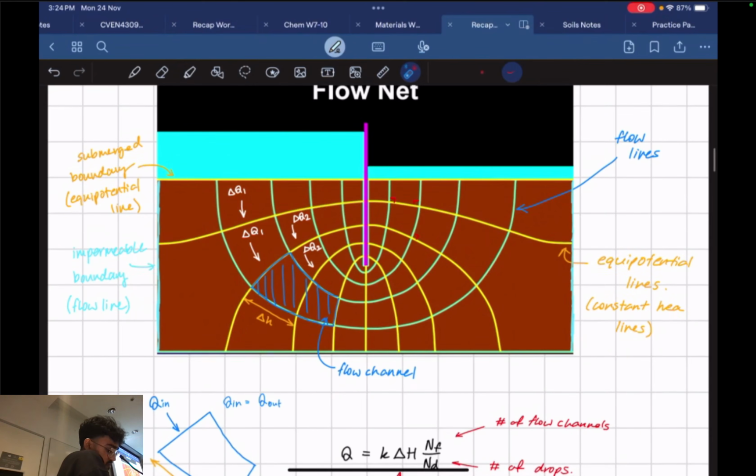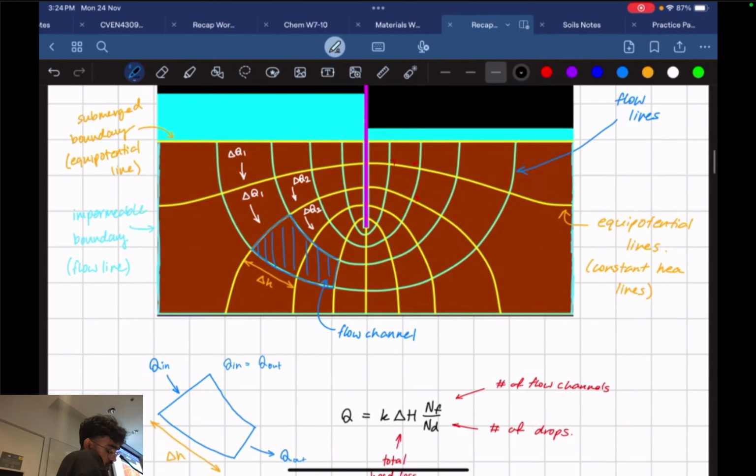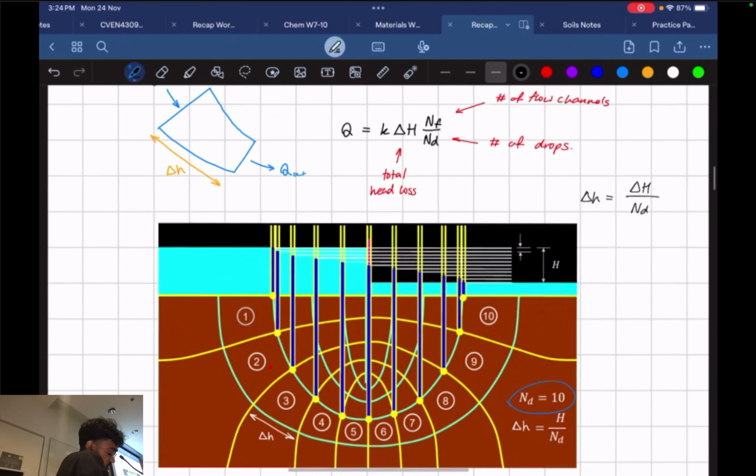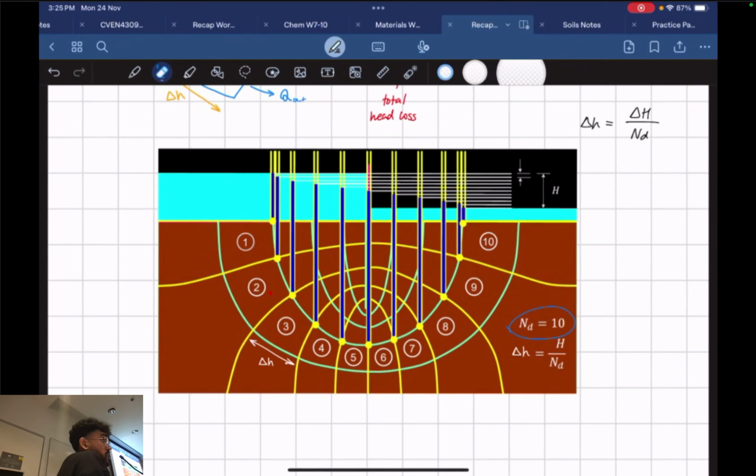Alright, so if you want to find, hold on, let me annotate this real quick. Let's say you want to find the value of head. There's something called head loss per drop. I think that's what it's called. So we've got lowercase delta H, which is equal to capital delta H all over ND. Oh, here it is. So this is the head loss per drop. So when you're going from this equipotential line to the next one, it's going to change by the value of delta H. Okay. It'll be easier to actually understand when I explain with the example.